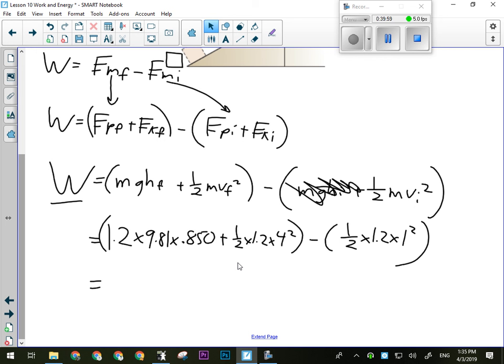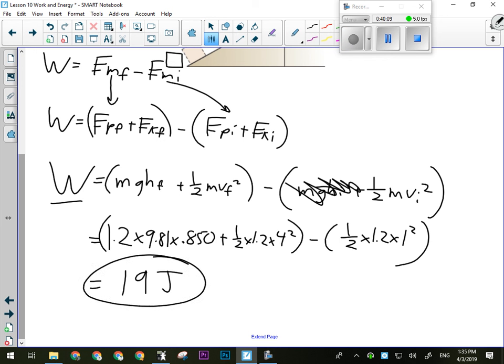So it would be an added, what we call work against a non-conservative force. All right, so what we end up with here is 19 joules worth of work. Now this could go basically any number of other ways. This is about as straightforward as they would get.